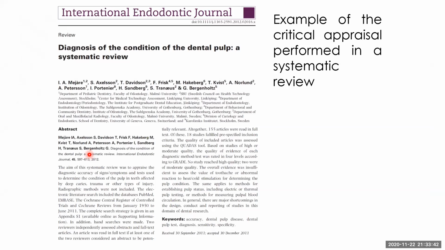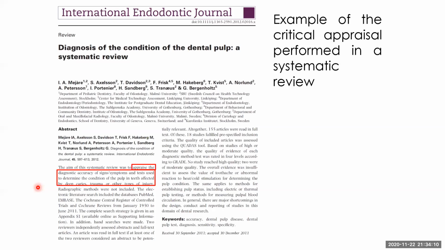For example, we have here a systematic review on the diagnosis of condition of dental pulp. As you can see here, this systematic review was to appraise the diagnostic accuracy of signs, symptoms, and tests used to determine the condition of the pulp in teeth affected by deep caries, trauma, or other types of injuries. You can see the research question is very clear.